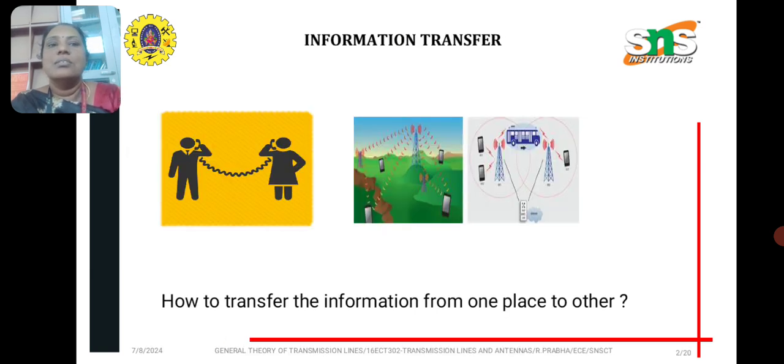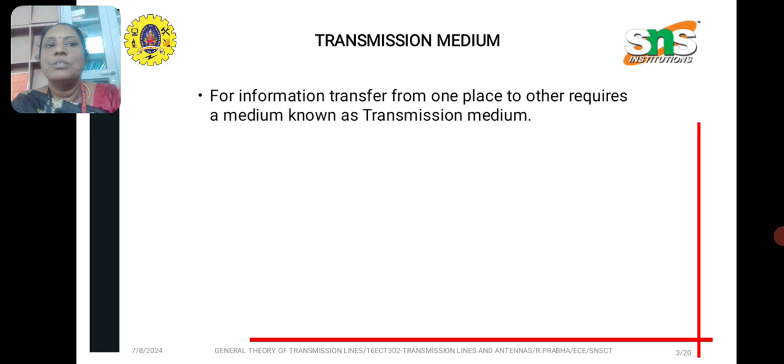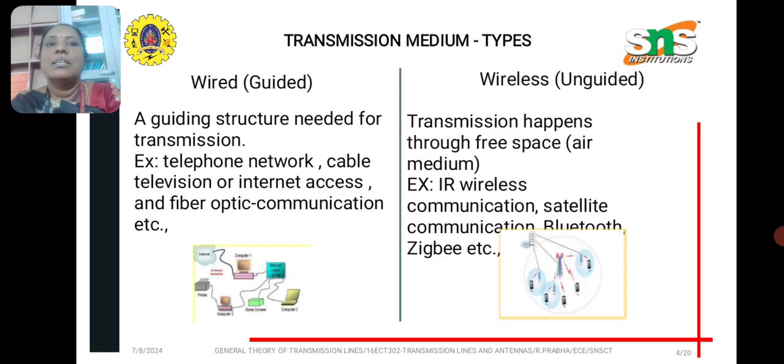Antennas. So, before going to the topic, how do we transfer information from one place to another? This is due to the transmission medium. Information transfer occurs through a transmission medium. It is of two types: one is wired and the other is wireless. The wired medium is also known as guided medium, and the wireless medium is also known as unguided medium.